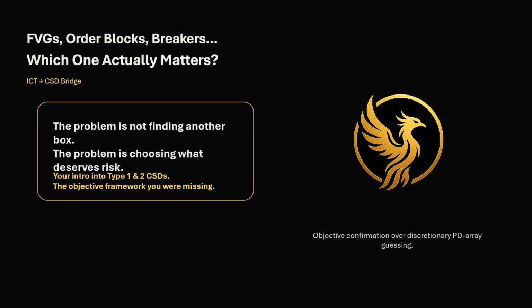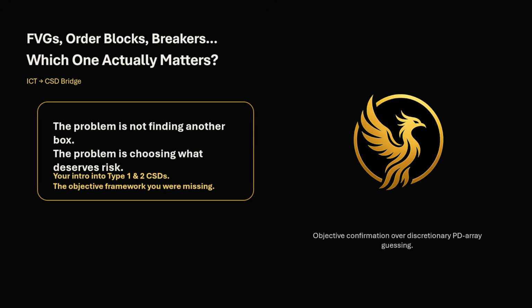Fair value gaps, order blocks, breakers, which one actually matters? These concepts can be extremely useful, but they can also create a major problem. When several valid-looking PD arrays appear on the same chart, how do you objectively decide which one deserves your risk? This video is not meant to discredit ICT or suggest that PD arrays have no value. PD arrays can give us important information about where price may react. The problem begins when we expect location alone to confirm that price is ready to reverse. A PD array can identify a potential area of interest, but it cannot prove that delivery has actually changed.